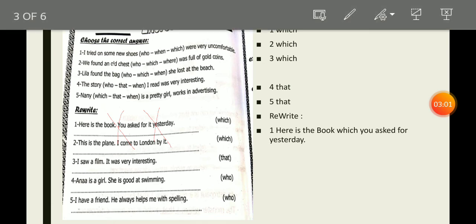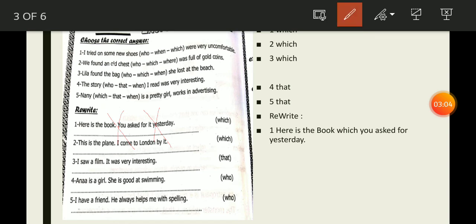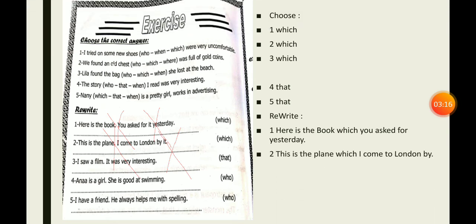Number 2, the same steps. This is a plane. I come to London by it. We will cancel full stop. And we will cancel pronoun it because it refers to which. And we will say, this is a plane which I come to London by.